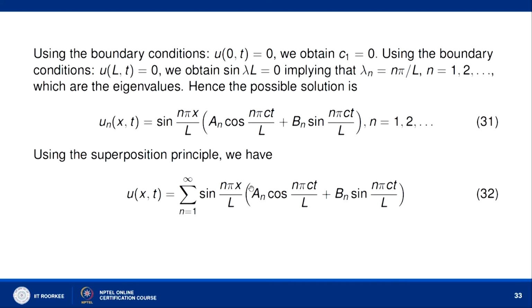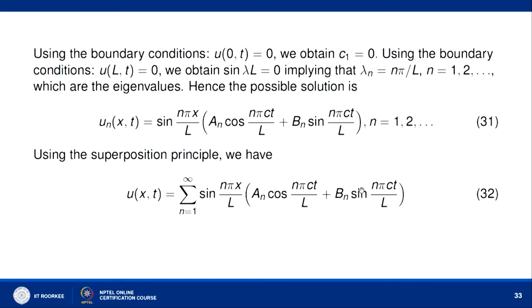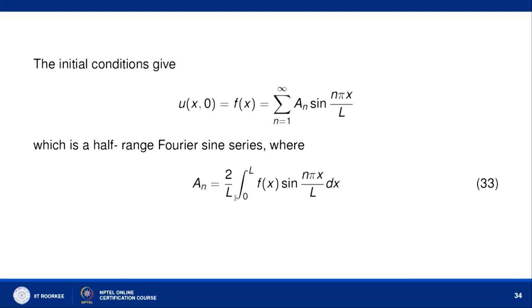Now, here your coefficients a_n and b_n are still unknown. To find a_n and b_n we will use our initial condition, that is u(x,0) equal to f of x. When you put t equal to 0, this part is gone, and cos(n pi c t by l) is going to be 1. So, you will get u(x,0) equal to the sum from n equal to 1 to infinity of a_n sin(n pi x by l), and we already know the value of u(x,0), that is given as f of x.